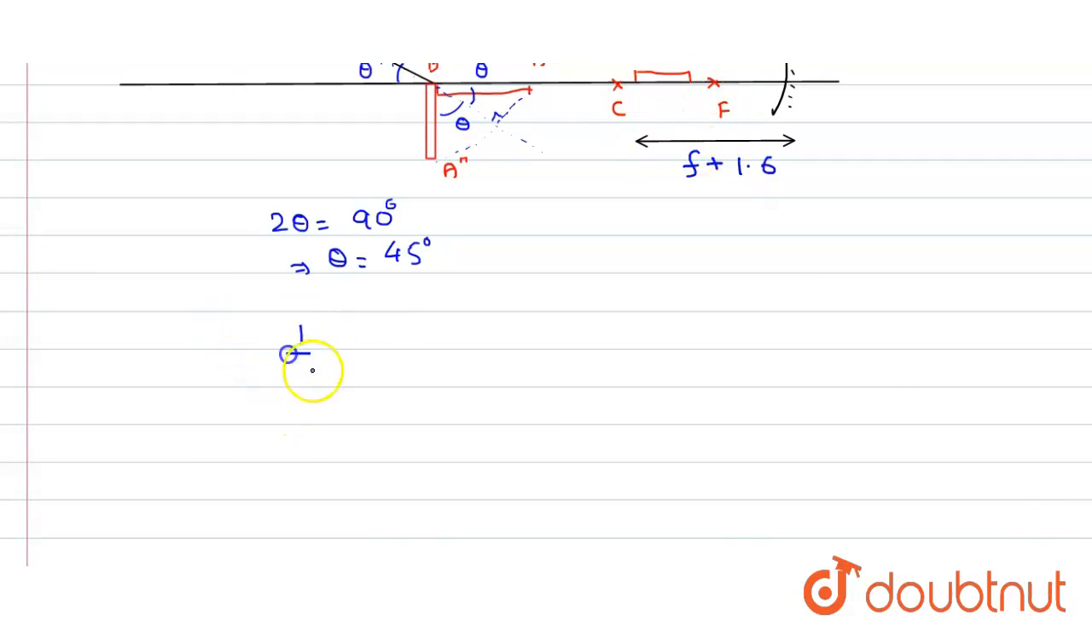If we apply our mirror formula, 1 by v plus 1 by u equals 1 by f, this is the basic formula. First of all, we are just applying it for B, that means our head.